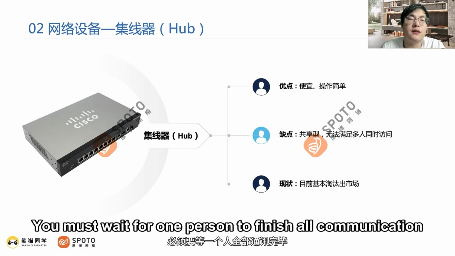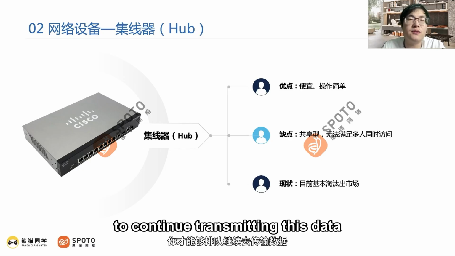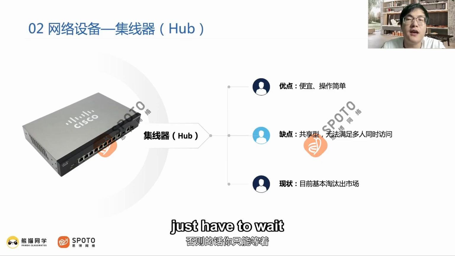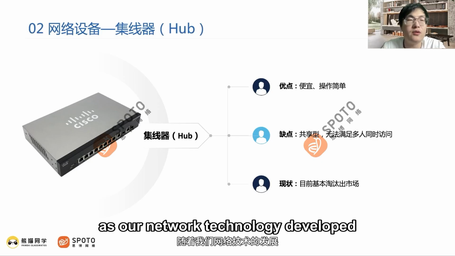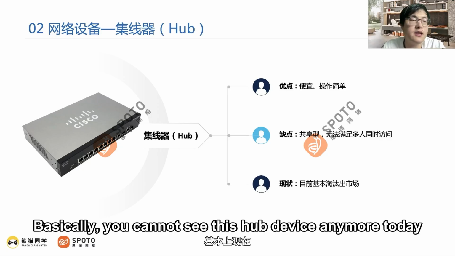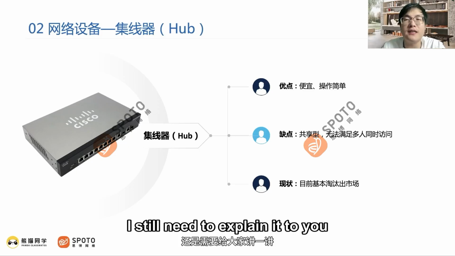You must wait for one person to finish all communication, and then the rest can queue up to continue transmitting this data. Otherwise, you just have to wait. So this device, the hub, as our network technology developed, was gradually phased out. Basically, you cannot see this hub device anymore today. But as part of the development process of computers, I still need to explain it to you.